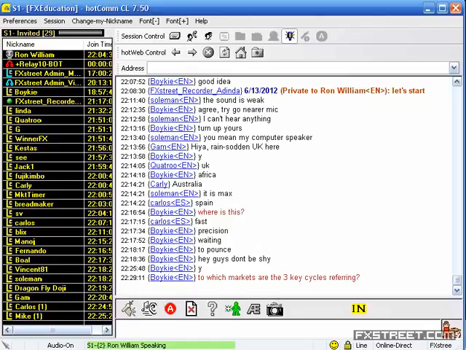Now, does anyone have any questions on top? Because this is quite important. So Boyd is asking which markets the three key cycles are referring to. This can be any financial market. So this can be FX, it can be stock markets, it can be commodities, and fixed income, any market.